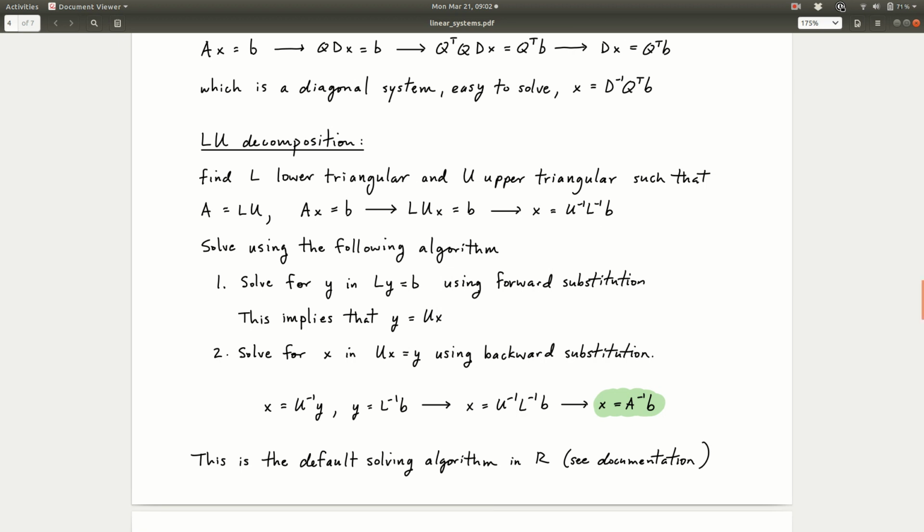Okay, right, here it is. So solve using the following algorithm. You solve for Y in Ly equals B using forward substitution. So this we can do.